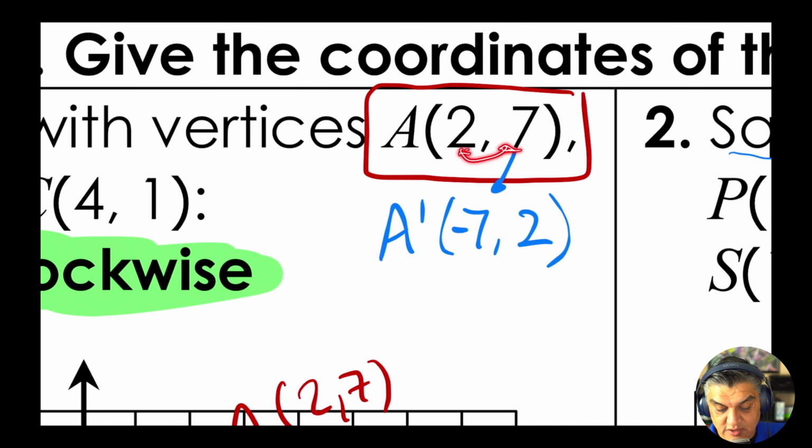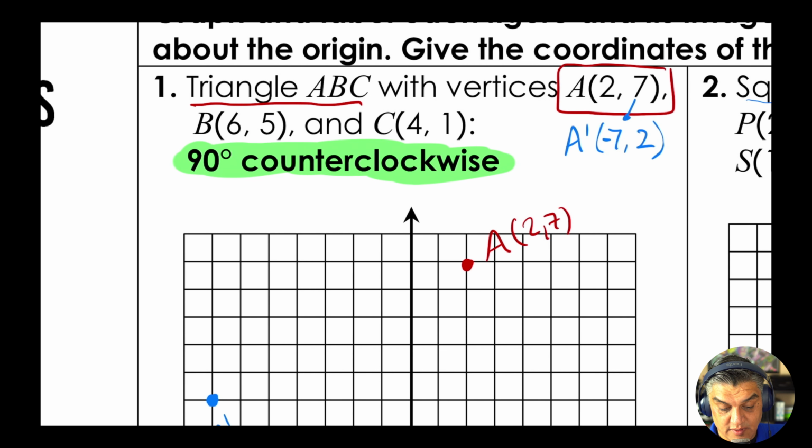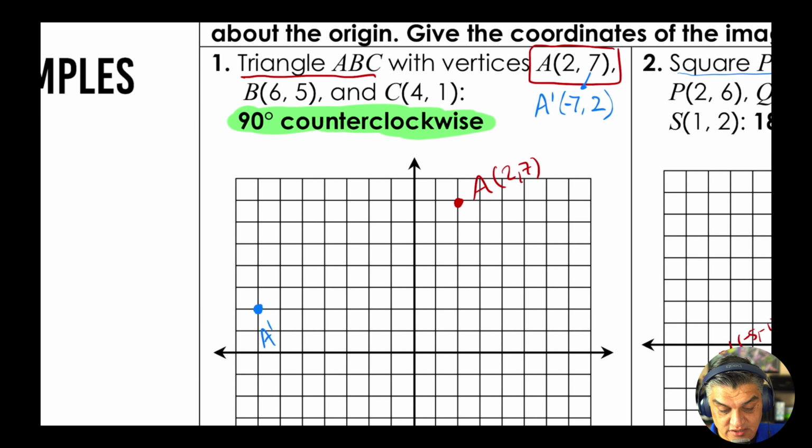2 and 7 switch places. And then this one just got put opposite. Right? So let's do the same thing with B. B is 6, 5. Let's actually plot B. 1, 2, 3, 4, 5, 6. 1, 2, 3, 4, 5. There's my original B. 6, 5. And then my original C is 4, 1. 1, 2, 3, 4, 1. Okay, so there's my original figure.